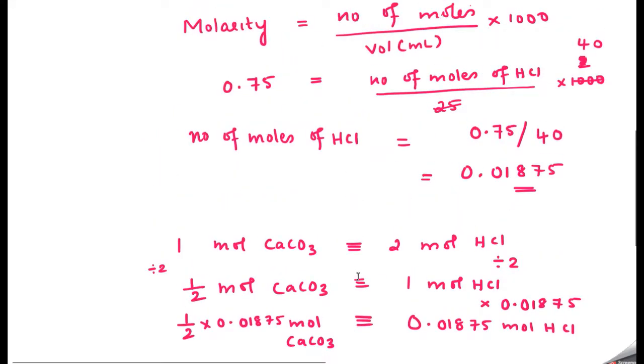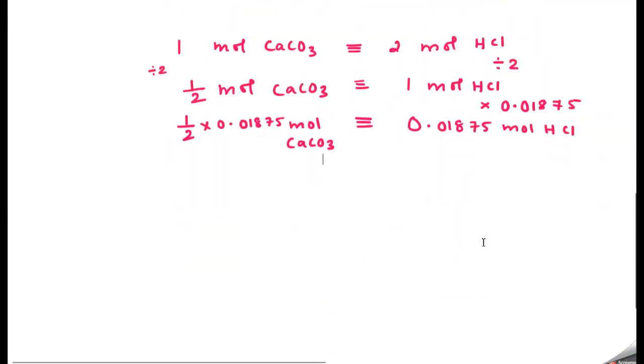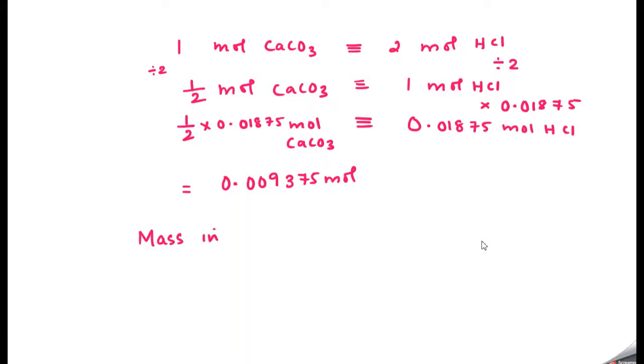We have learned 25 ml 0.75 molar HCl is equivalent to 0.01875 moles of HCl. So let us calculate what this value is. If you divide by 2, my answer will be 0.009375 mole. Correct? So I got the number of moles, but they are asking you the question in grams. So I can say mass in gram of calcium carbonate.